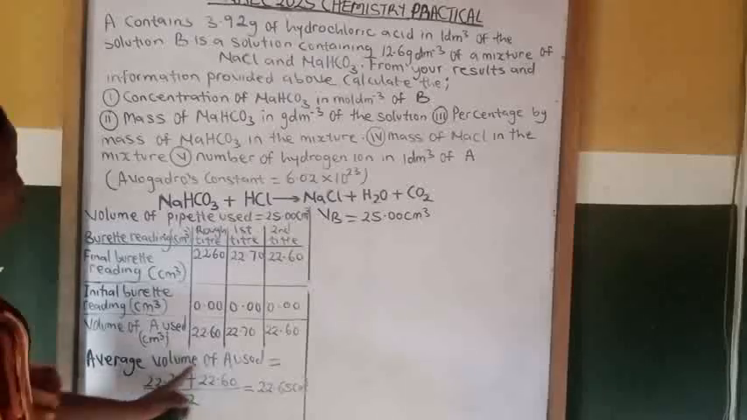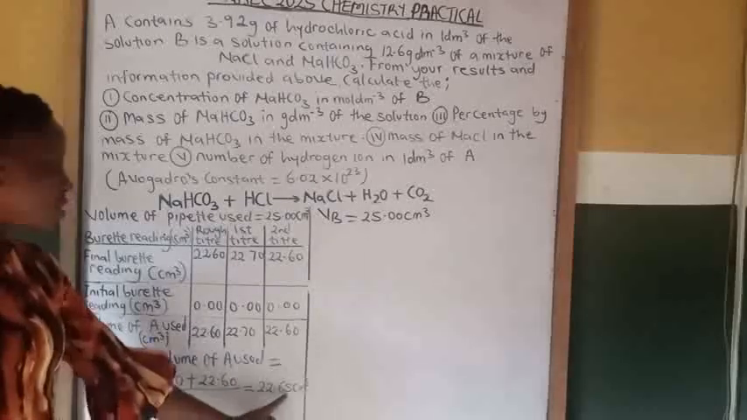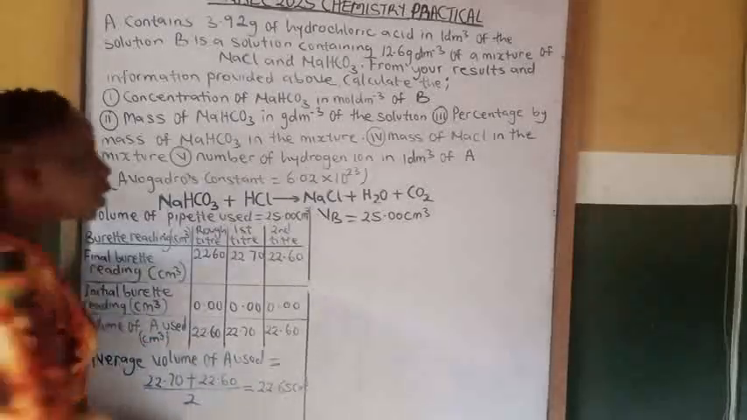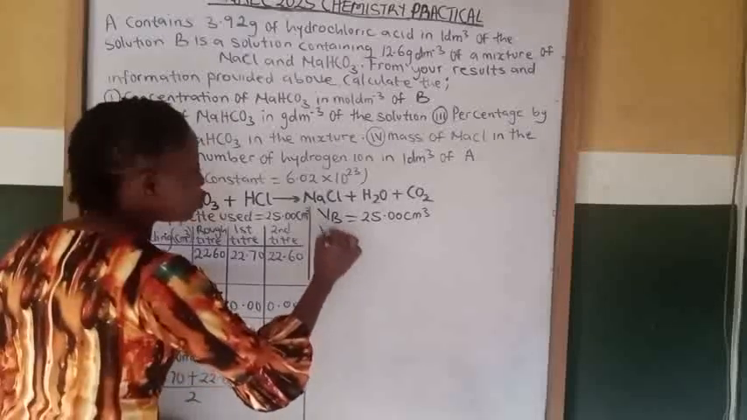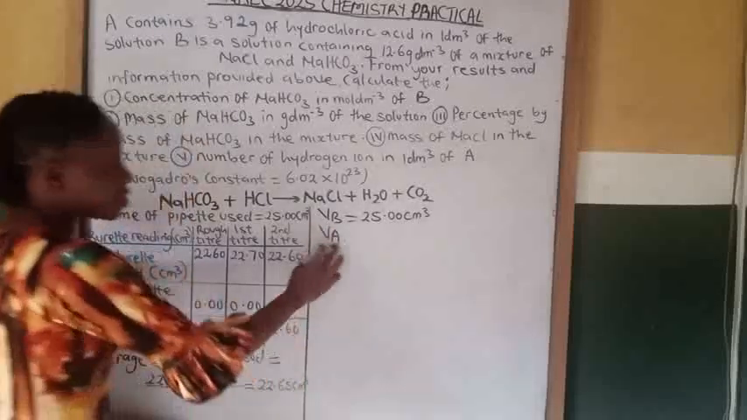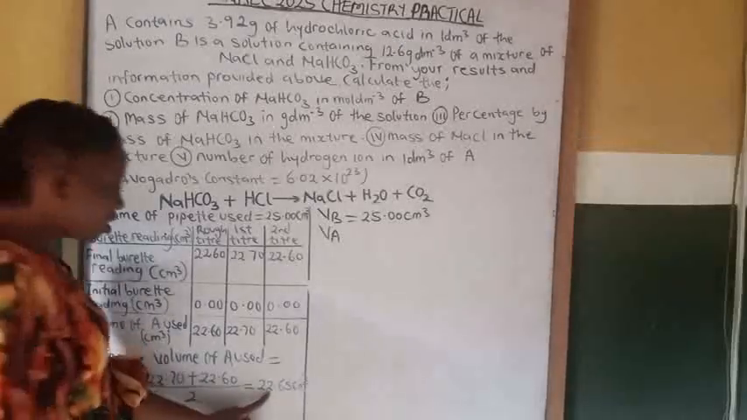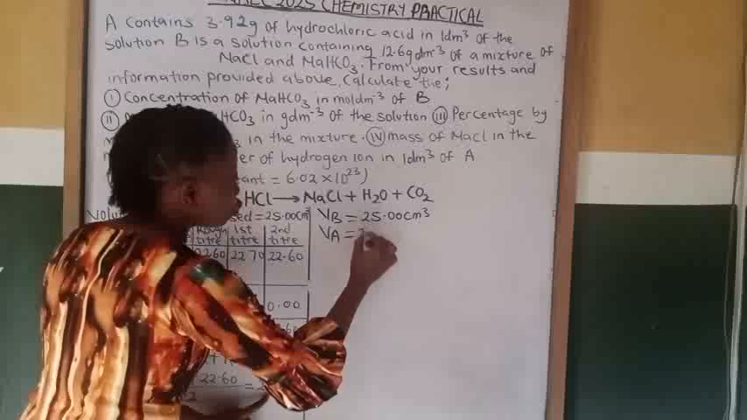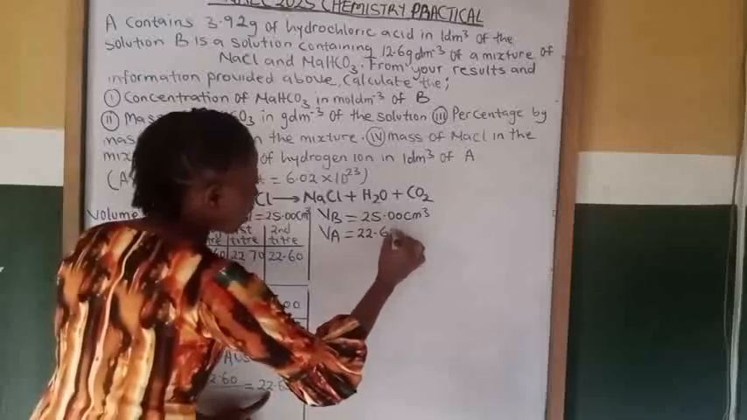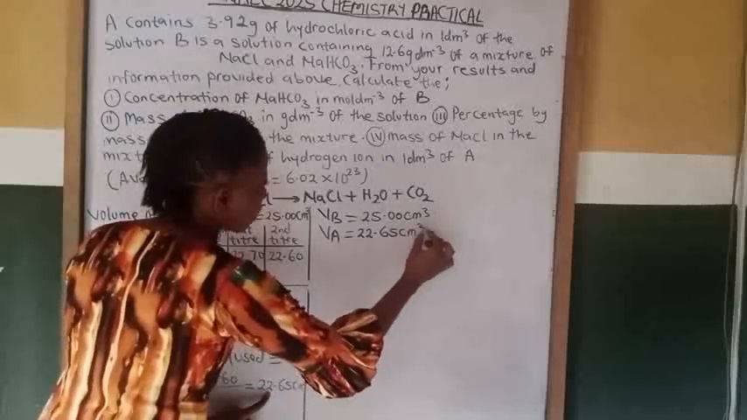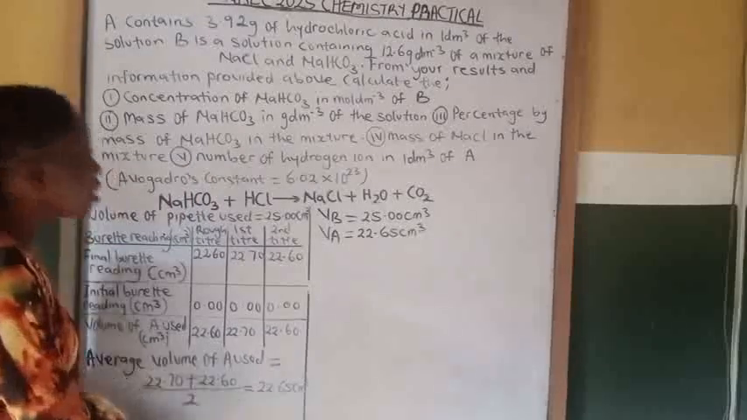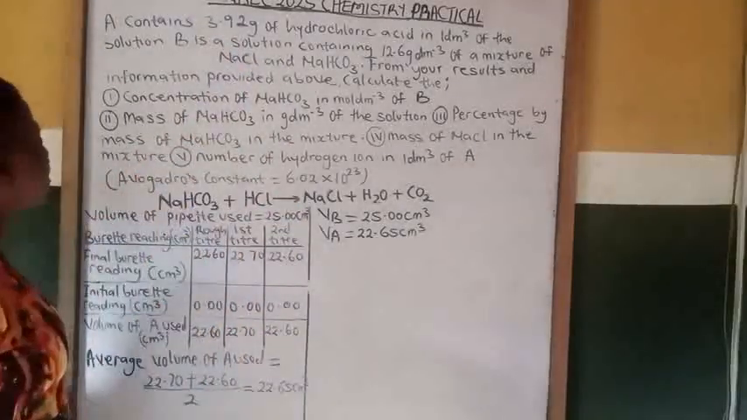So the average volume of acid used is 22.65 centimeter cube, which is the same thing as the volume of acid used, which is VA. So the volume of acid used is the average volume of acid used, equal to 22.65 centimeter cube. So after this, then you go back to your questions.